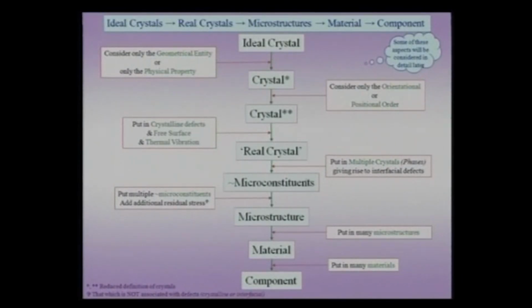Then I can put in multiple micro constituents, and additionally I can add residual stresses. Typically, as you will see later, residual stresses are unavoidable in material, and there are multiple sources of residual stresses which we will also see. So I can take in micro constituents and add residual stresses, and I can get something known as a microstructure. Now this is a new way of defining microstructure.